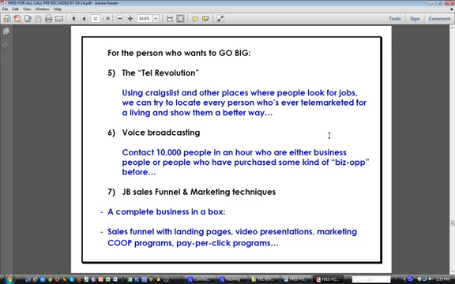Now, for the people who want to go big, we have something that I've labeled, and some of you know about it already, the TELL revolution. TELL for telephone, or TELL for tell, whichever way you want to write it. Use Craigslist and other places where people look for jobs. And by doing that, we can try to locate every person who's ever telemarketed for a living and show them a better way.